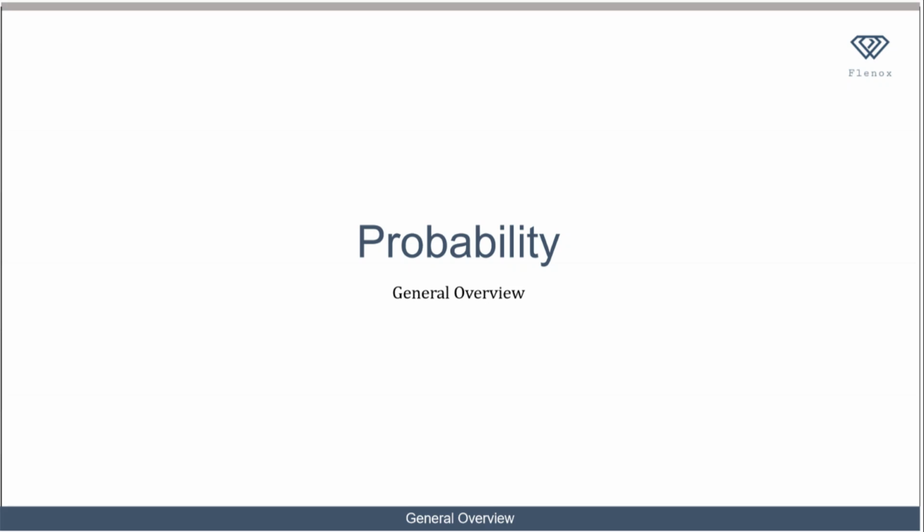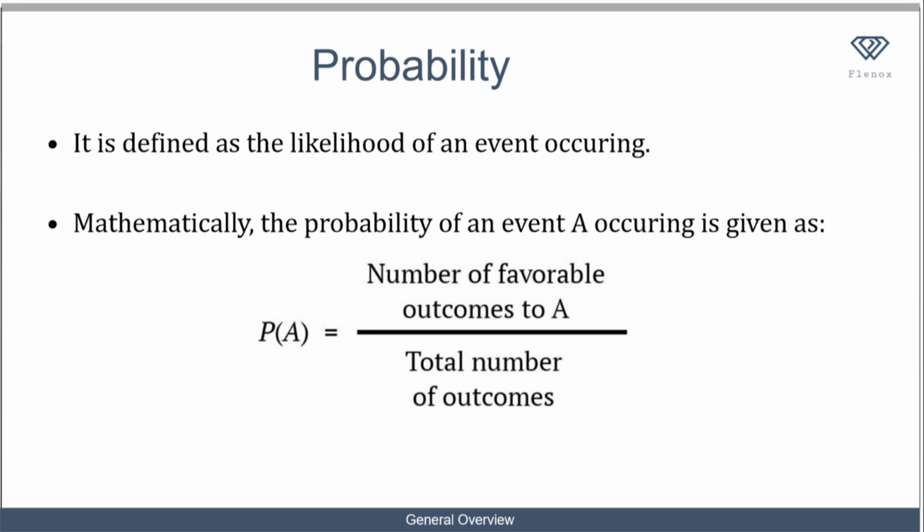Now let me give you a general overview of what probability is all about. As I've defined before, probability deals with the likelihood of an event occurring. So mathematically, the probability of an event A occurring, P of A, is equal to the number of favorable outcomes to A over the total number of outcomes.